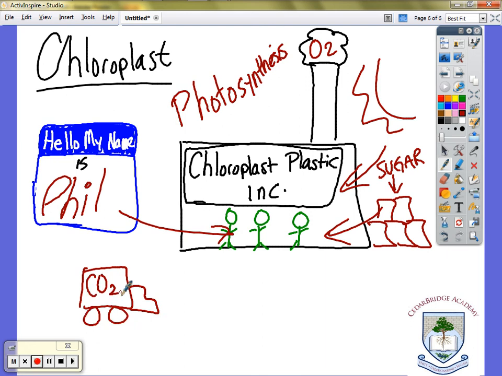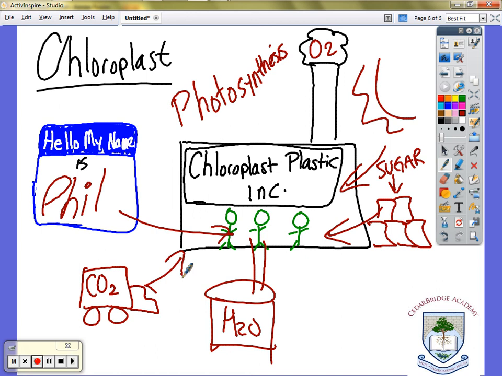it pumps in water. So it trucks in CO2, it pumps in water. All the workers are named Phil, working in this big factory called chloroplast to do photosynthesis to make oxygen and sugar. But yes, chloroplast is where photosynthesis takes place. The workers on the inside that do that are named chlorophyll. Please don't mix up chloroplast and chlorophyll. Thank you.